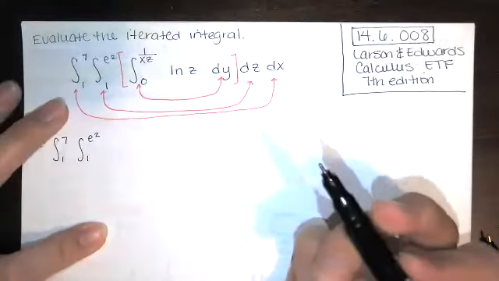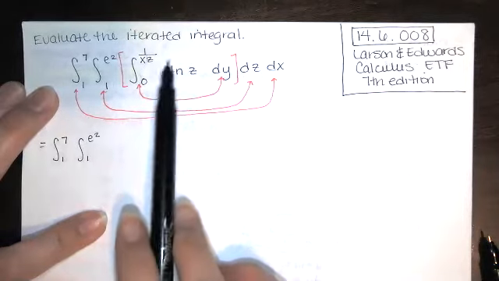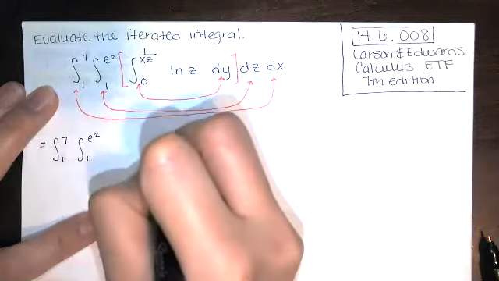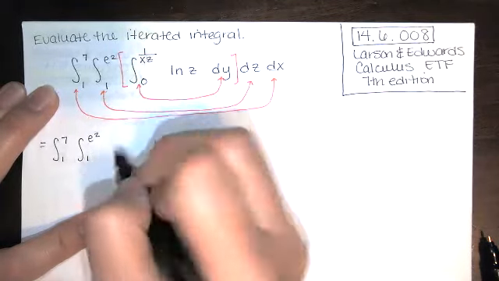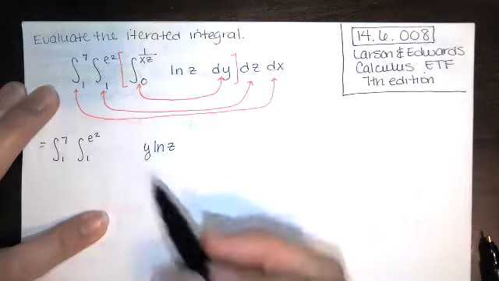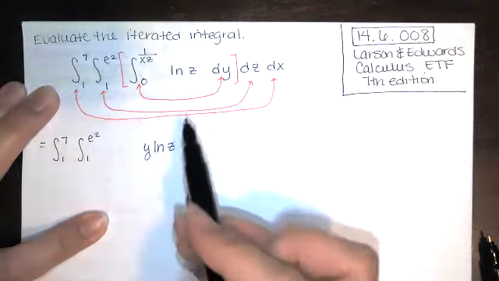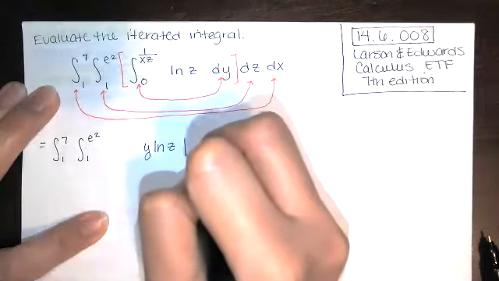Now, natural log of z doesn't have a y in it, so that's constant with respect to y. The antiderivative of a constant with respect to y is that constant times y. Just to make this unambiguous, I'm going to put the y in front of the log. So I've got y times natural log of z, and I'm evaluating this expression from y equals this value to y equals that value.